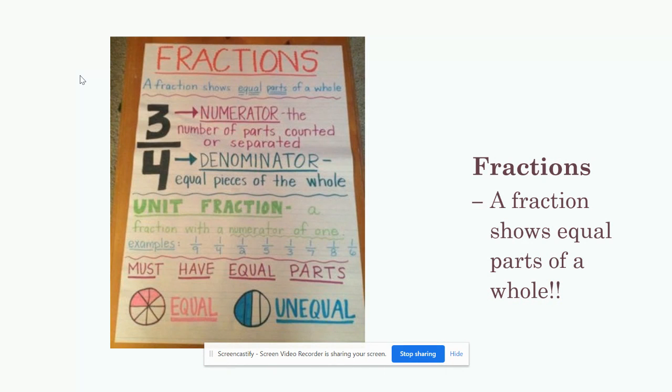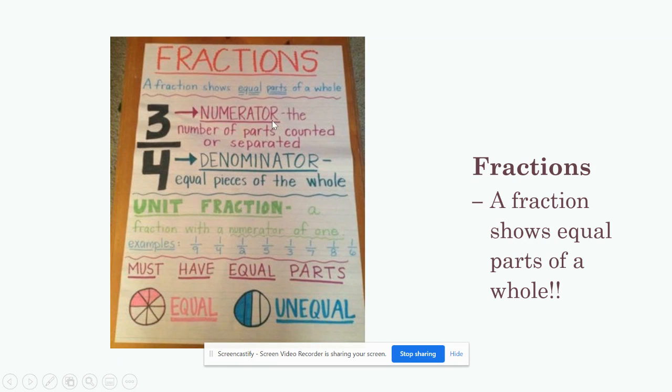To start off, remember fractions show equal parts of a whole. So if I want to break up a candy bar in half, I won't give someone a smaller piece than the other one, right? If we're doing it in half, it has to be equally at the half of the candy bar. So that's what a fraction means. All parts have to be equal.